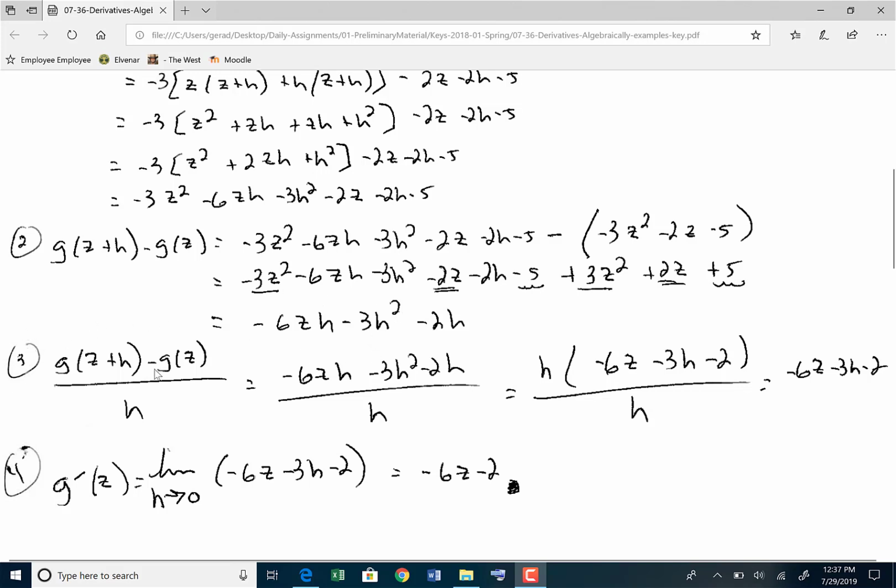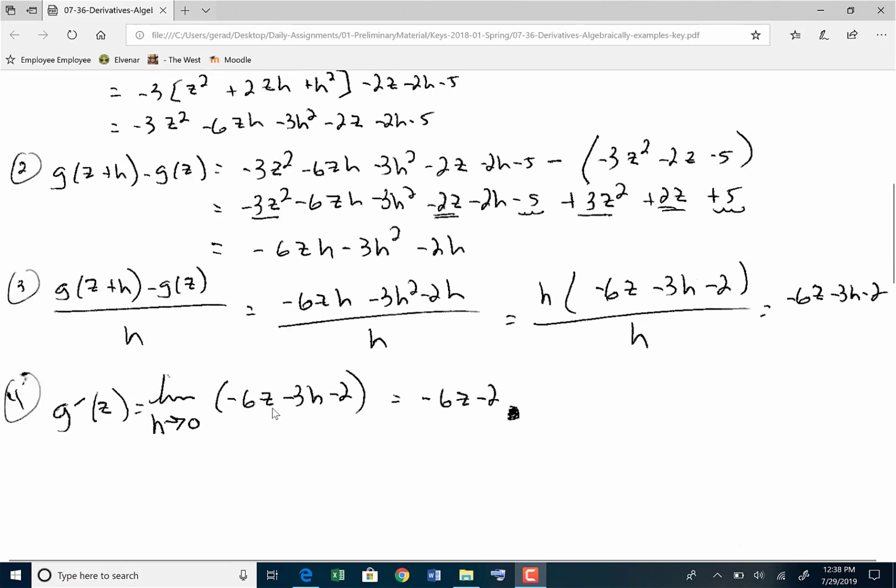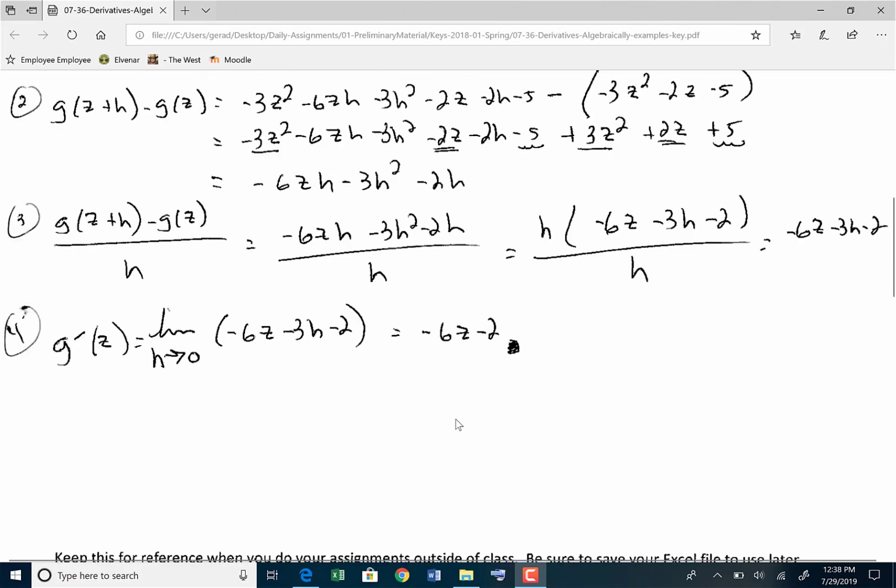And then the third step of the difference quotient, we take that answer and divide by h. So I wrote that down with a divide by h. I factored an h out of the numerator, and then h divided by h cancels, and we're left over with negative 6z minus 3h minus 2. The calculus part for the derivative is we take that answer and we figure out what happens as h approaches 0. That's the limit that we're doing there. So when h approaches 0, that term just goes away. And we're left with negative 6z minus 2 being the derivative of that quadratic we started with.